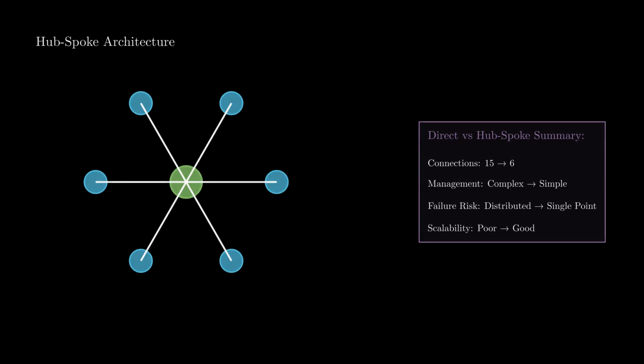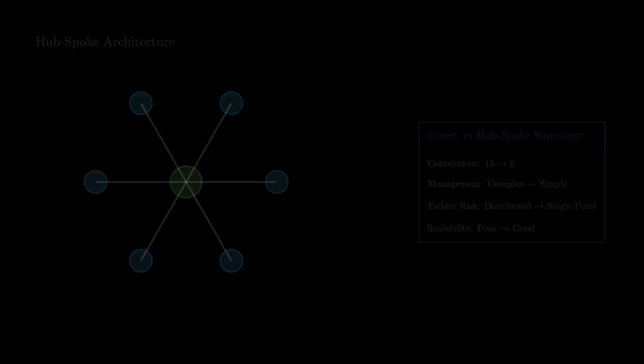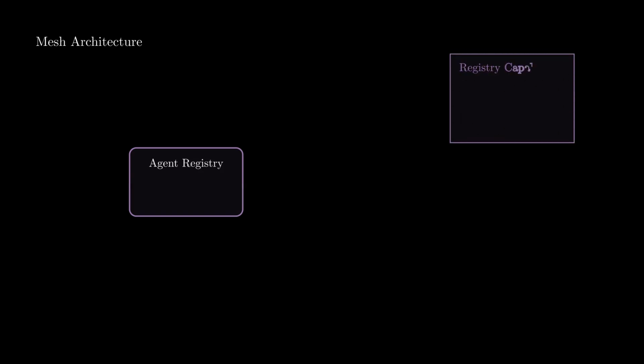Let's now discover how mesh architecture provides the best of both worlds. Mesh architecture combines the best of both worlds. Instead of a vulnerable central hub, we use a distributed registry where agents advertise their capabilities and discover relevant partners. The registry stores agent capabilities and availability, enabling smart discovery without creating a communication bottleneck.